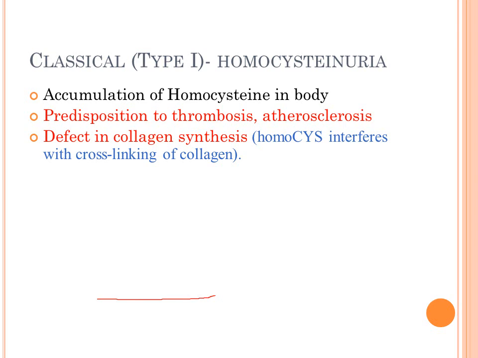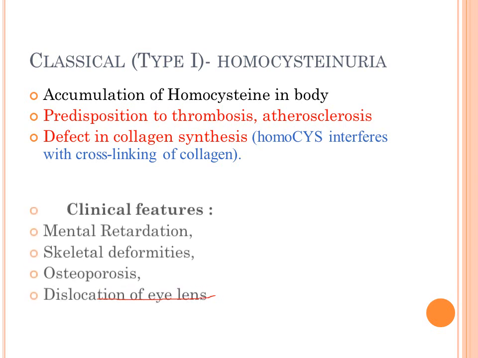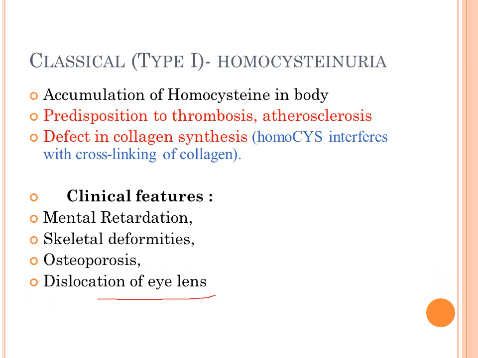Homocysteine is predisposed to thrombosis, and defect in the collagen synthesis is also seen because homocysteine interferes with the cross-linking or the normal architecture of collagen fibers.